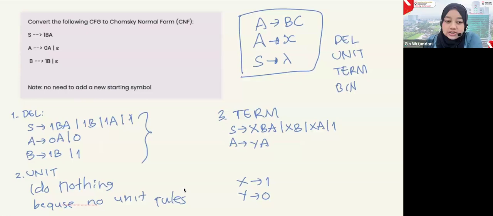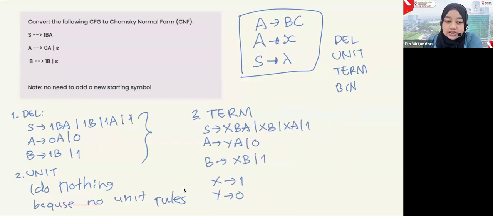And the last one is bin. For bin, we will change the right side that has a length larger than 2. So this will be changed because length is 2 for the terminal symbol and 1 for that only contain terminal symbol.